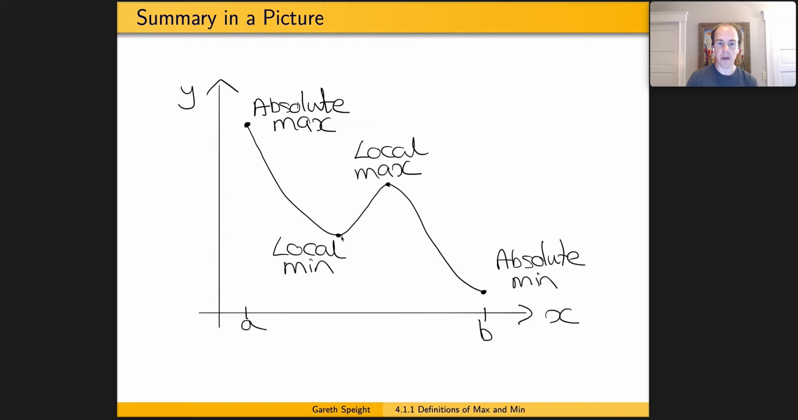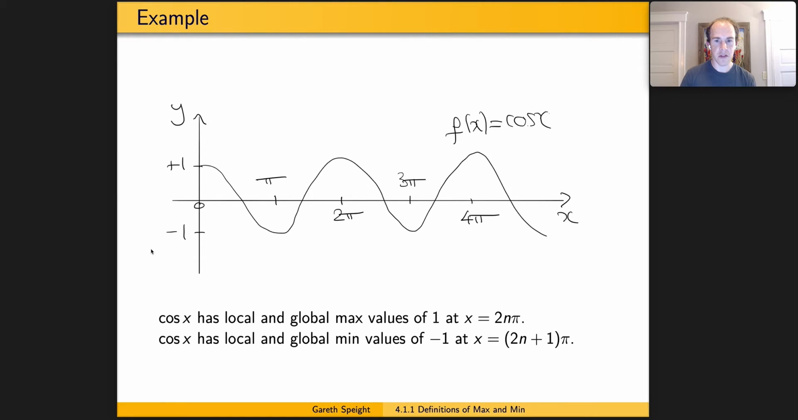And then here is a local min, right? It's smaller than the nearby values, but it's not smaller than a value sitting over here. So here is the difference between the absolute and local. And it is possible for points to be both local and absolute, and we'll see an example in a second. But at least in this picture, the absolute and the local are different.